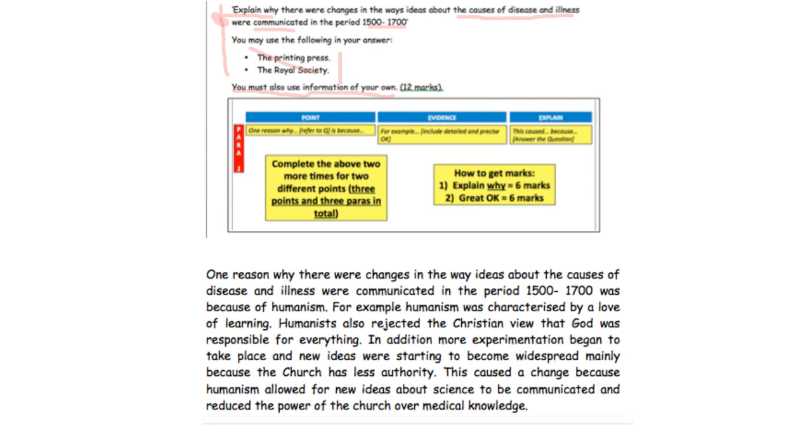You will get 6 marks for the explain why, and that's your AO2. I'm just going to write this in here, your AO2. So you get 6 marks for your AO2.